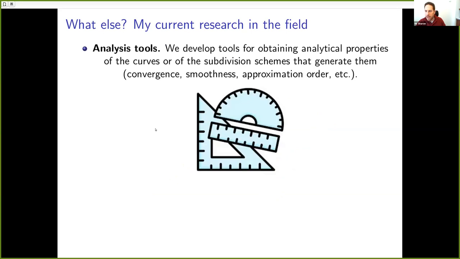So just as a high level, we mainly focus today on these four directions. First is further developing the analysis tools. So you refine, you take points, and you add more points, and you add more points. What guarantees that in the end you will get some curve of any type, and why this curve must be smooth, if any? Also approximation order and stuff like that.